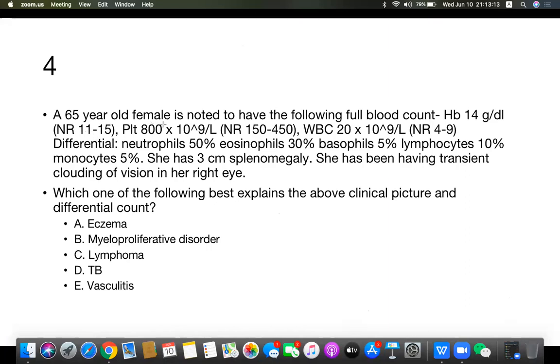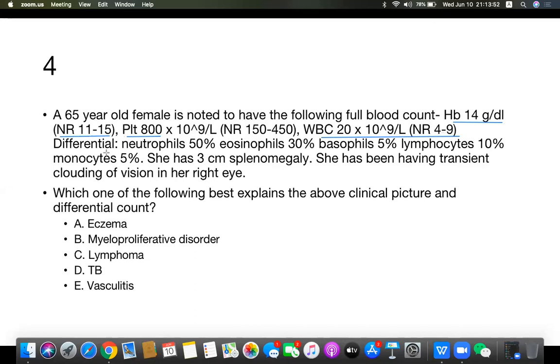She is a 65-year-old female who has a full blood count: hemoglobin 14. See here, the normal range is 11 to 15, so it is inside the normal range. Platelet count is very, very high. This is 800,000. The normal range is 150 to 400, so it is double that. Now WBC is 20,000, so it is high. The normal range is 4 to 9,000, according to the different lab. Some labs mention 4 to 11 also.